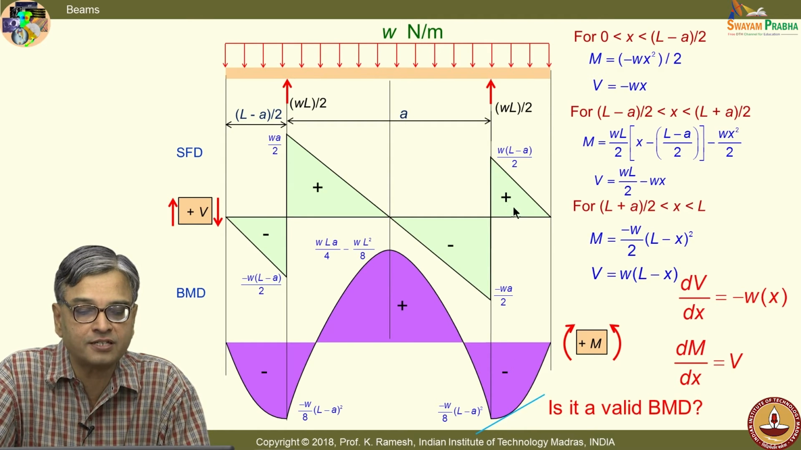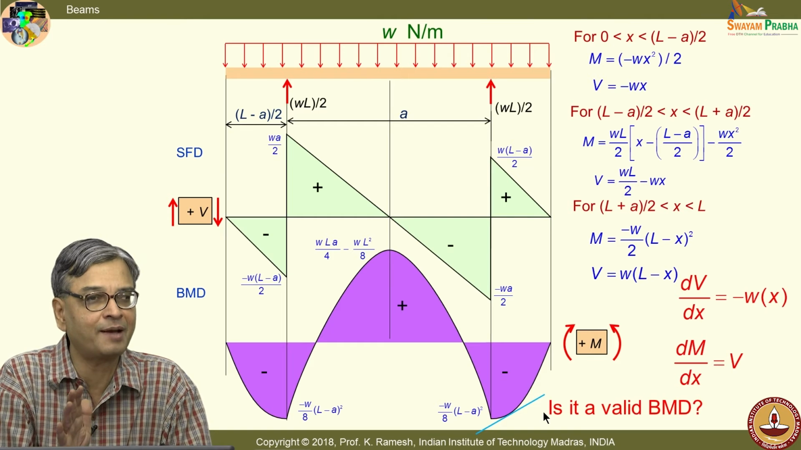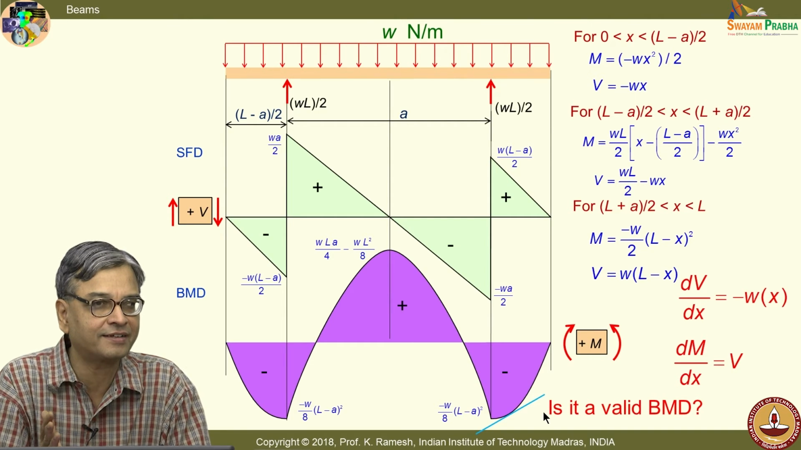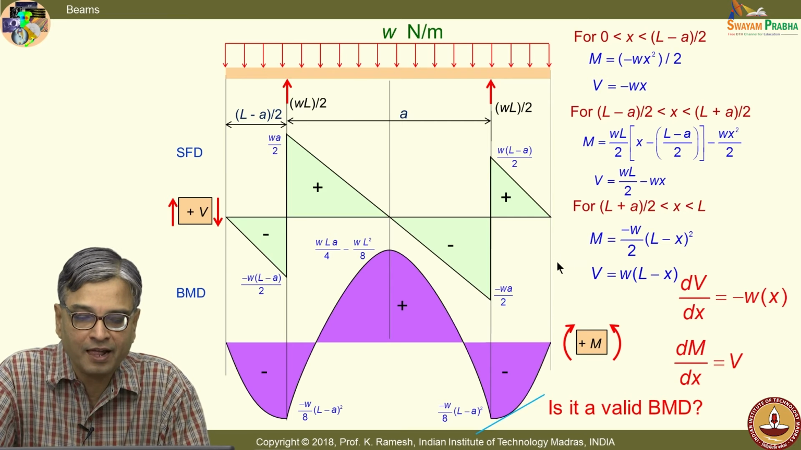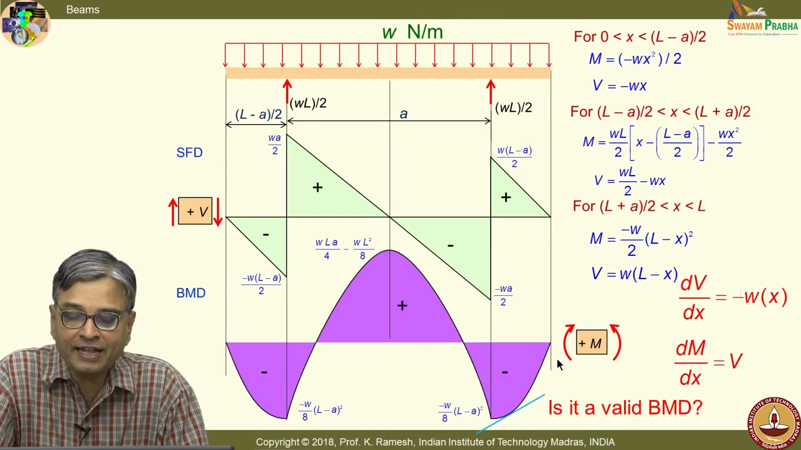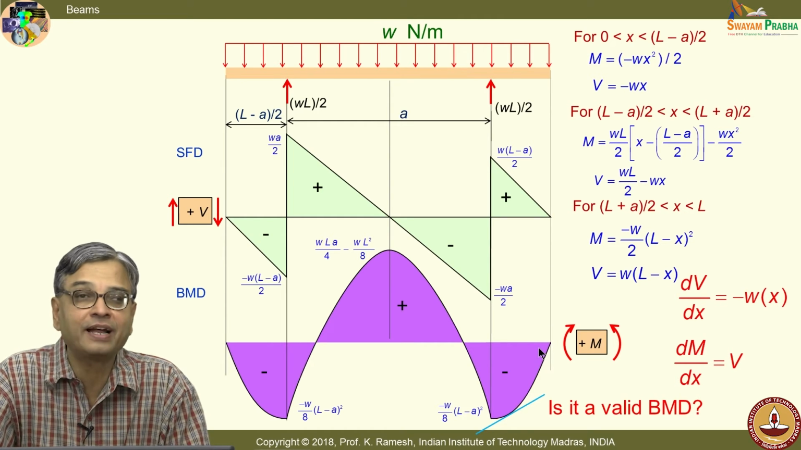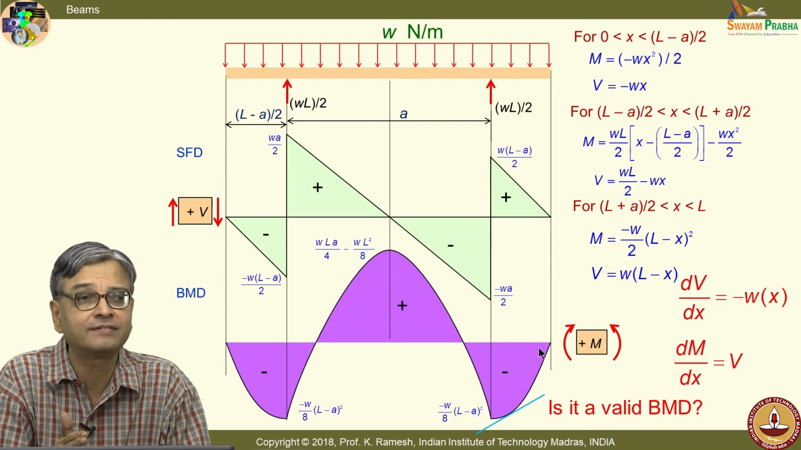My shear force is positive here. My slope is also positive. Apparently, it looks like I am not on the wrong side. But look at one more aspect: at the free end the shear force is 0. What am I getting here? I am getting a finite slope at the free end.